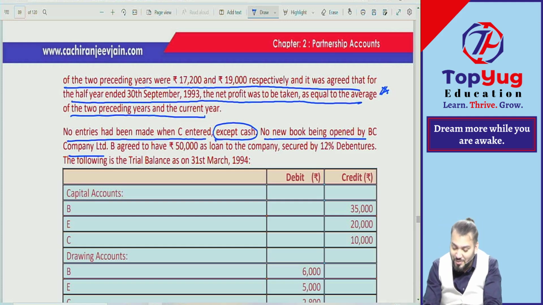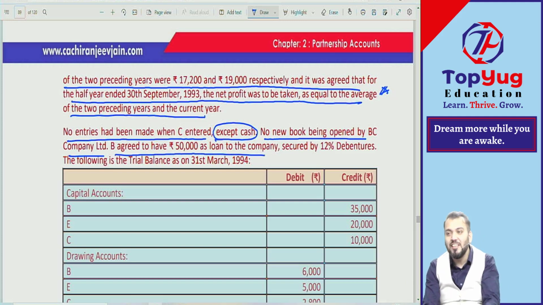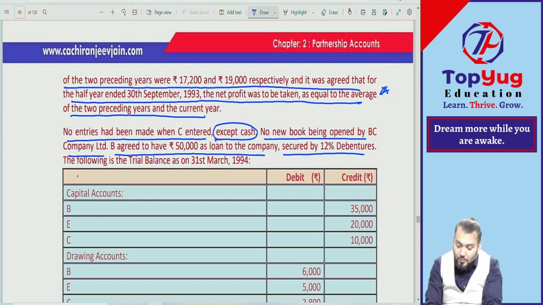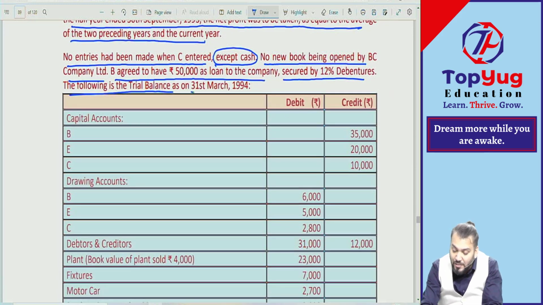B agreed to have 50,000 as loan to the company. Means can I say B is going out? So whatever amount is due to B will be considered as loan from B. B agreed to have 50,000 as loan to the company secured by 12% debentures. Means he will become a debenture holder. Following is the trial balance. Okay, the trial balance has been given on 31st March 1994, which means at year end.